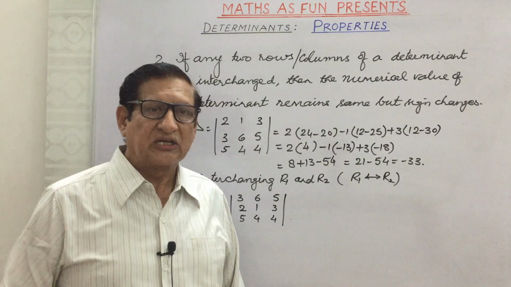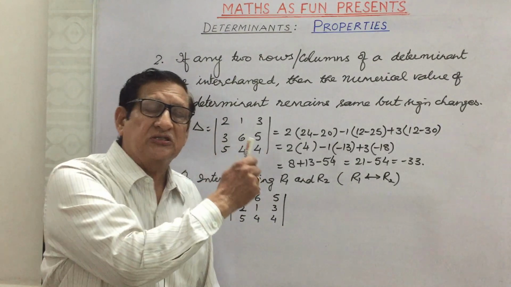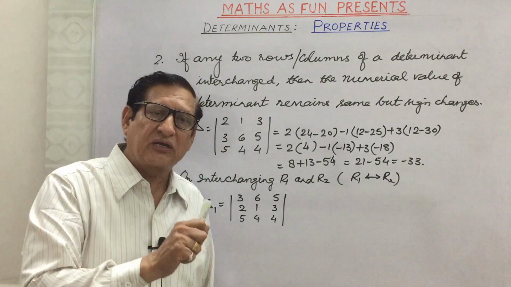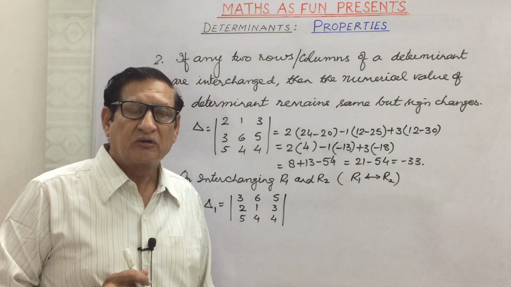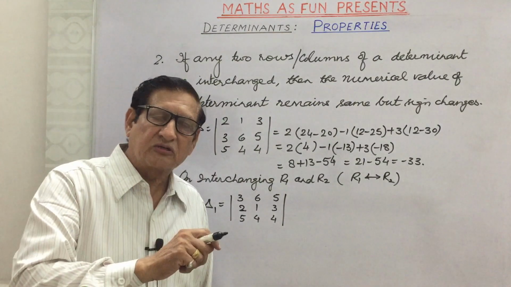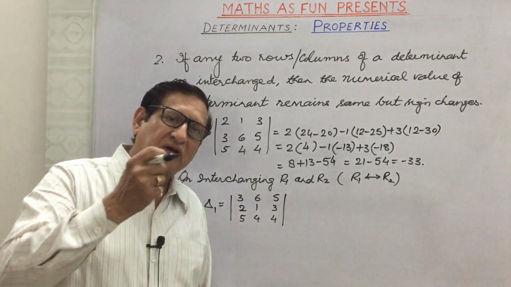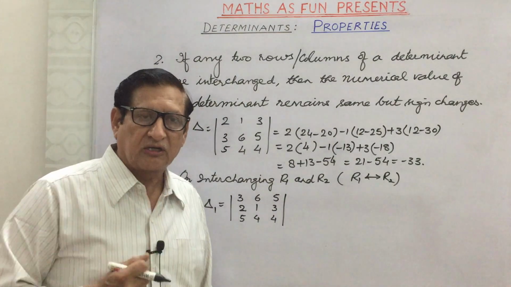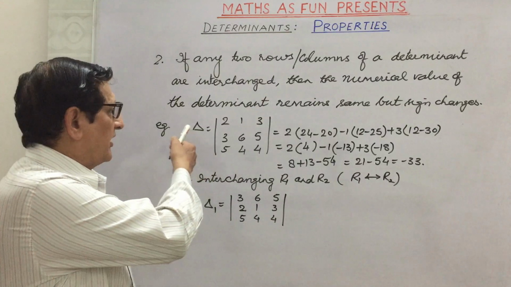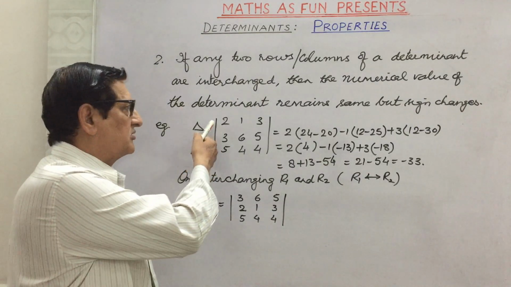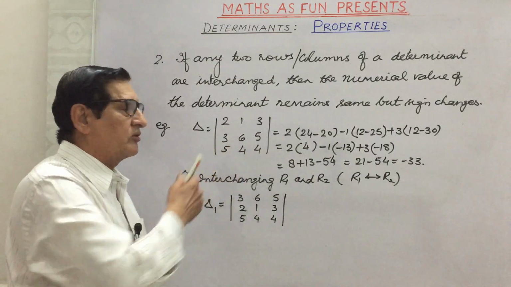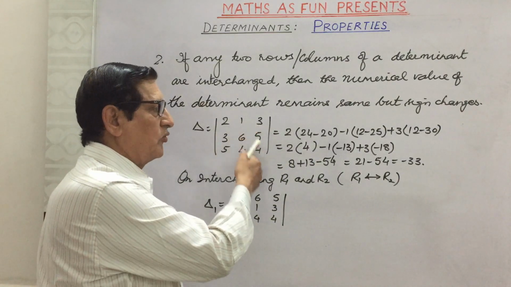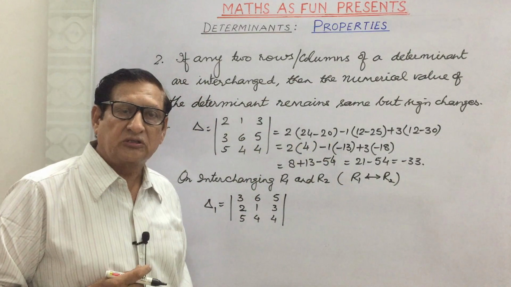The second property is that if we interchange any two rows or any two columns, then the numerical value of the determinant remains unchanged, but the sign changes. If the value of the determinant is positive k, then the value after interchanging any two rows or columns will be minus k. Let's see this with an example. We have a determinant delta. The elements in this are 2, 1, 3, 3, 6, 5, 5, 4, 4 row wise, and after expanding along row 1, we find this is minus 33.